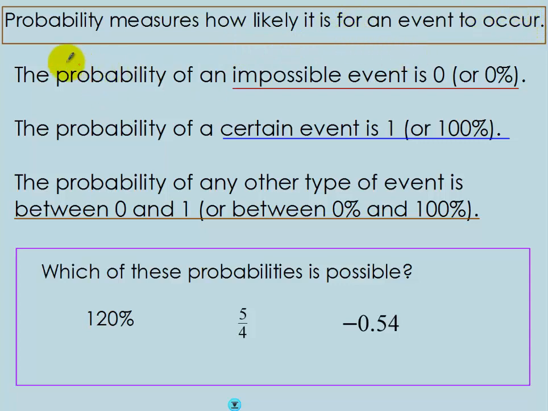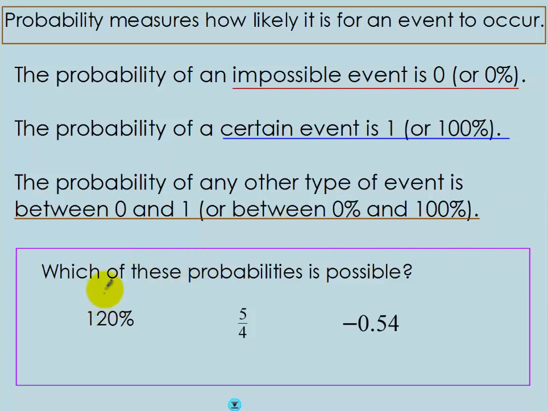And some of the rules of this: the probability of an impossible event is 0 or 0%. That means it's not going to happen at all. The probability of a certain event is 1 or 100%. So it's definitely going to happen. The probability of any other type of event is between 0 and 1, or between 0% and 100%. So basically your range is down to 0% if it's never going to happen, all the way up to 100% if it's definitely going to happen.